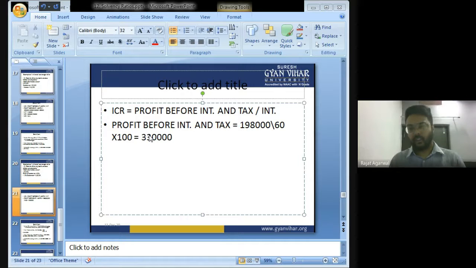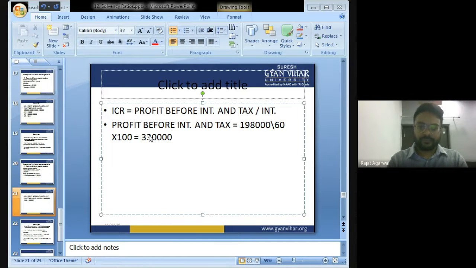That is 3,30,000, because 1,98,000 is after deducting income tax. Income tax is 40%. So if 40% is deducted, then the remaining profit will be equal to 60%. So 1,98,000 is equal to 60%. So divide by 60 into 100. I want the complete profit. So that is 3,30,000. Now if you want to check, from this 3,30,000, if you deduct 40%, the answer will come at 1,98,000.